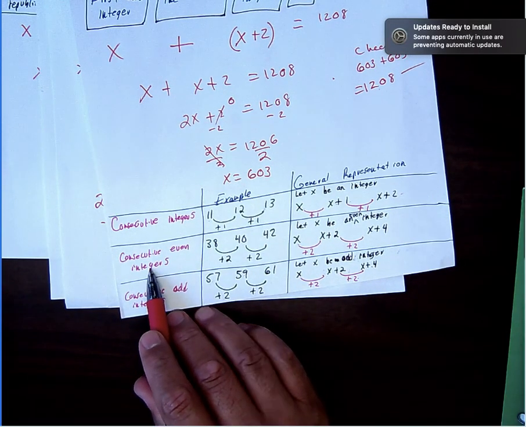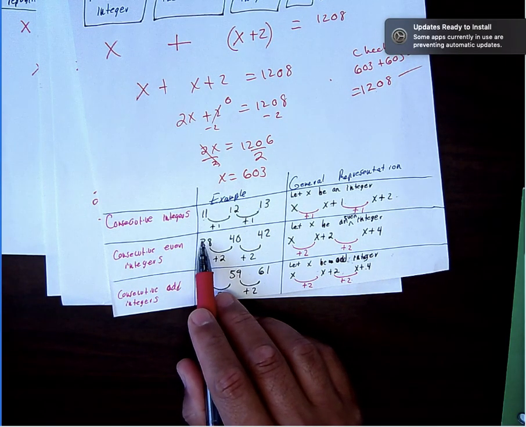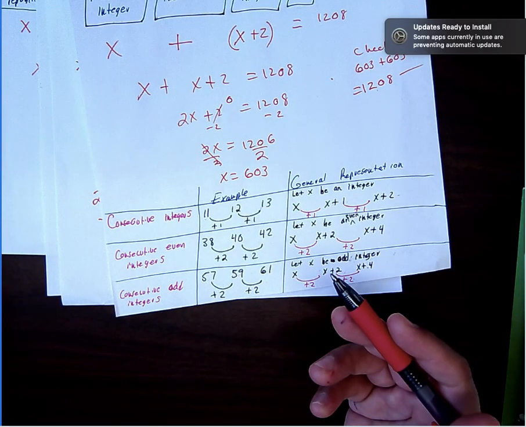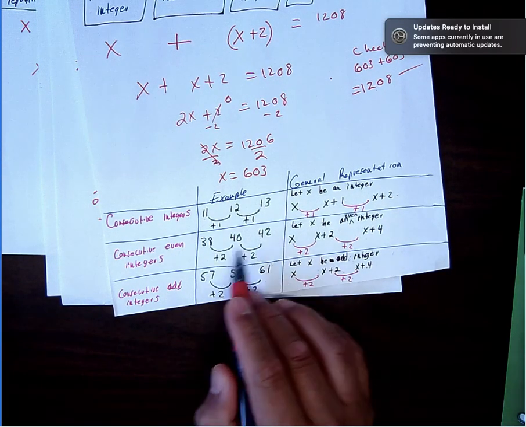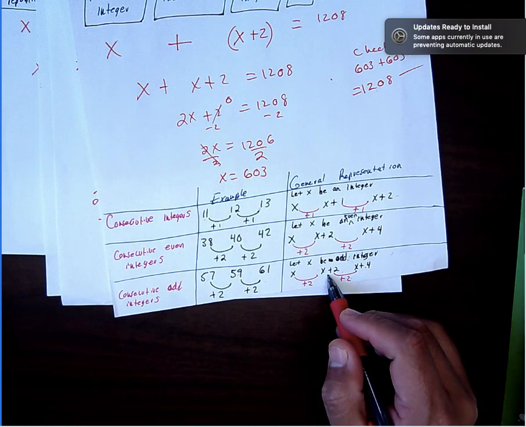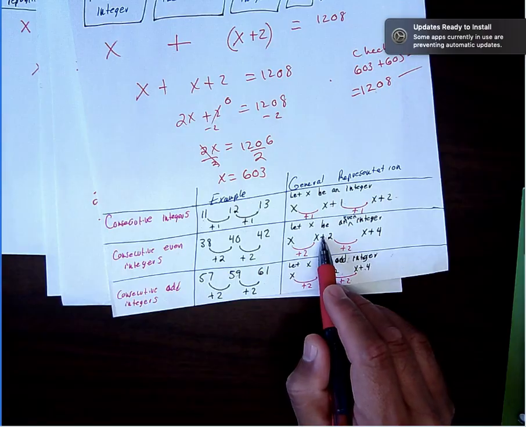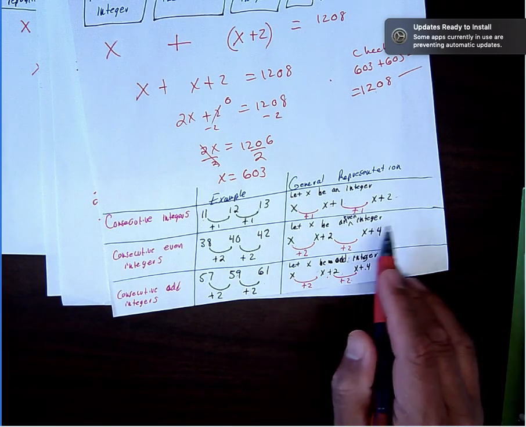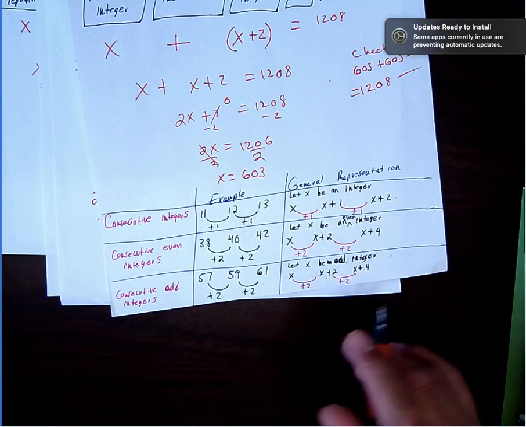Consecutive even integers is the same as the odd ones. The only difference is you start with an even integer. To find the next even integer, you add 2 to that one. You cannot add 1 because that would give us an odd one, and we want evens for this example. And you add 2 in the same way we did the odd. The evens look exactly the same. So you start with x, and then to find the next consecutive even integer, you add 2. So x plus 2. To find the next one, you add another 2, so x plus 4. And that's how you find this number.